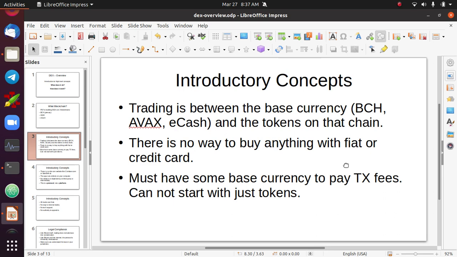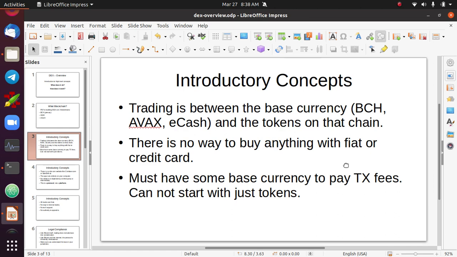There's no way to buy anything with fiat or credit card. That's really important to understand right out of the gate. This is just a crypto thing. There's never going to be any consideration of fiat or credit cards. Someone in the future might build some sort of gateway that works that way, but that is in no way a consideration of this project.